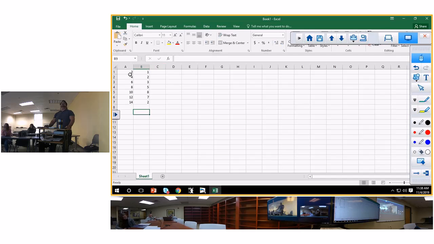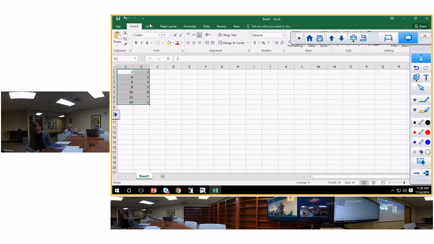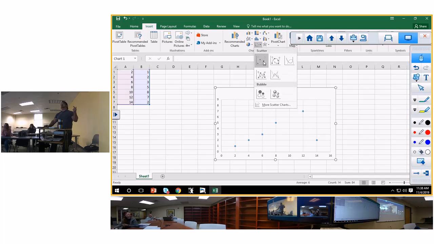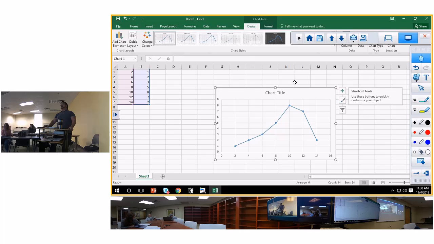Highlight it. Go to Insert. And click on that one right there. It looks like dots. And you can click on the arrow and you can pick a dot plot, or you can pick a line, or you can pick a polygon. Since it asks for a polygon, there's a polygon. So you should be able to do it on both.